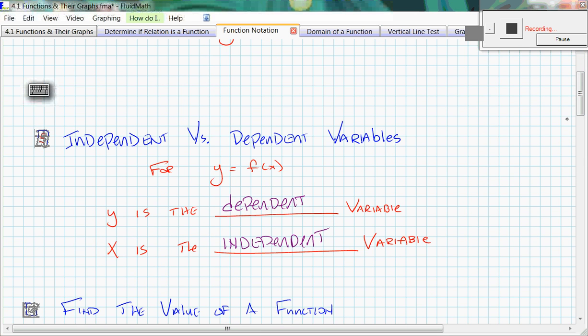We also spoke about independent versus dependent variables. For a given function y equals f of x, y is the dependent variable, x is the independent. So x is independent of y. Y depends on x.